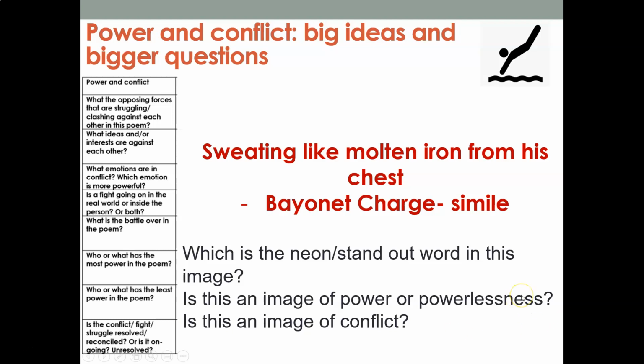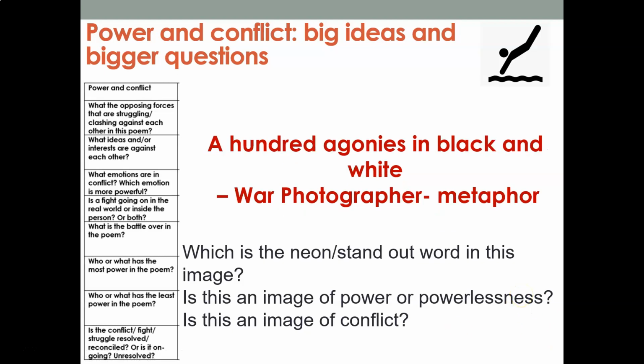Brilliant. So last but not least, okay, War Photographer. Now, War Photographer has many images. I've gone with this one, this powerful metaphor: 100 agonies in black and white. So black and white, so if we think about which is the standout word for you, is a reference to black and white photographs. Yep.